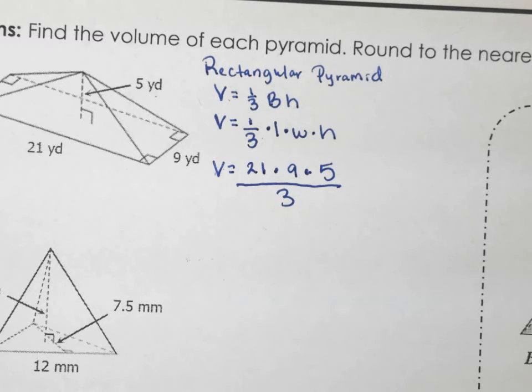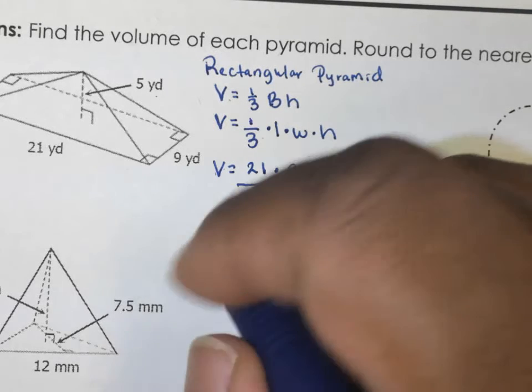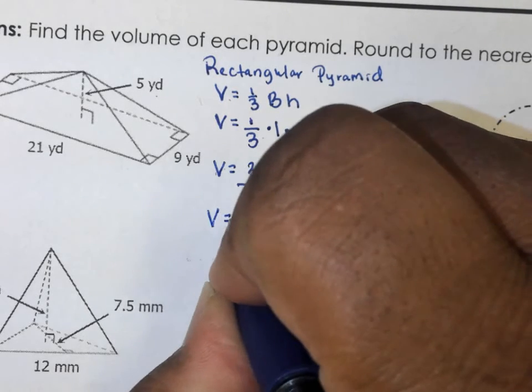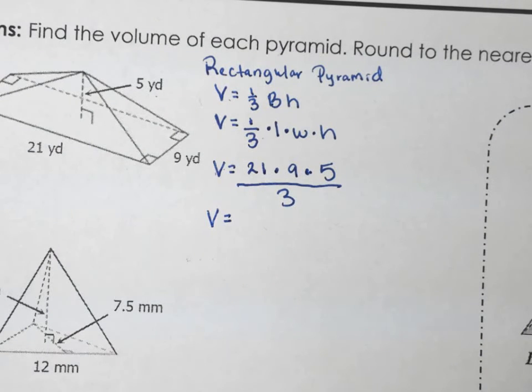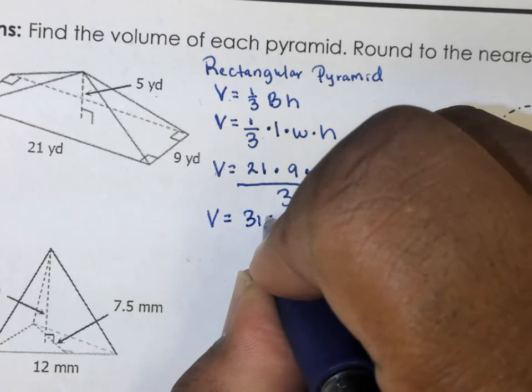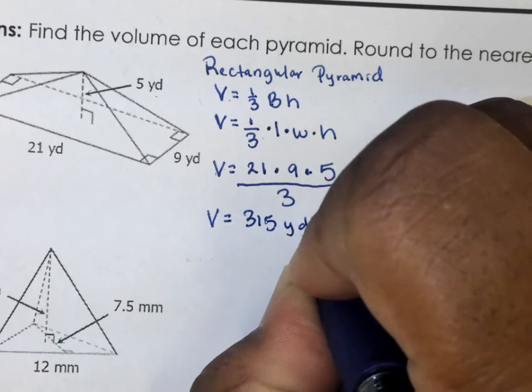So I did my length times my width times my height, and then I'm going to divide that by 3. What's that? $315. This is yards cubed.